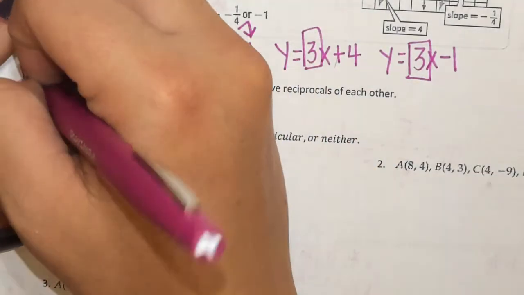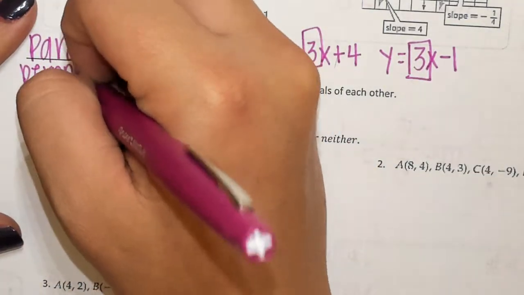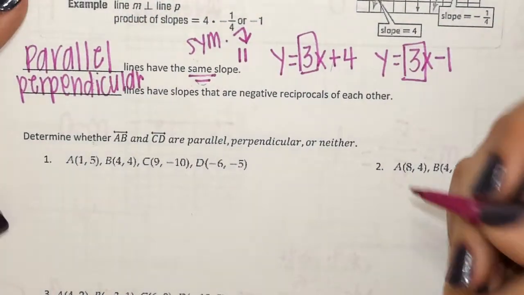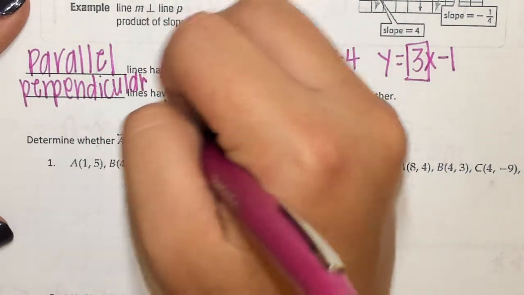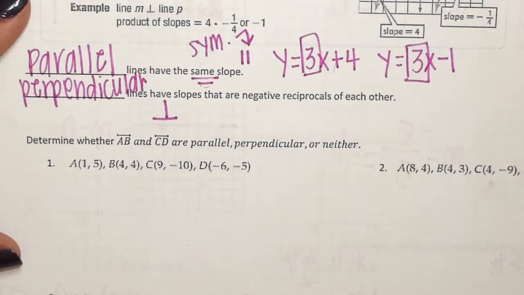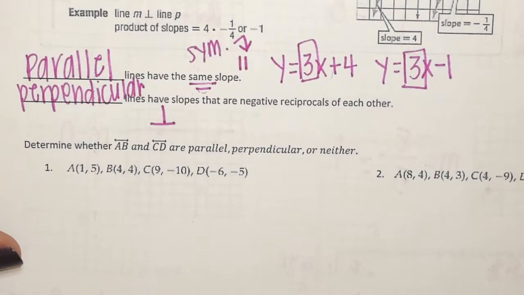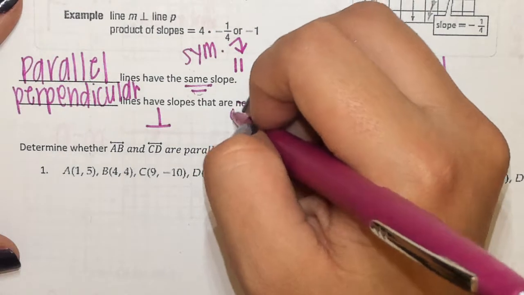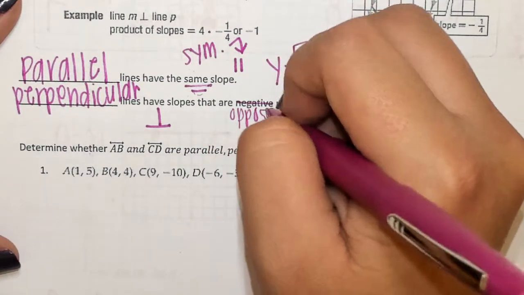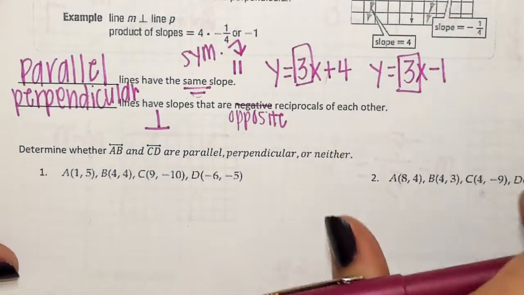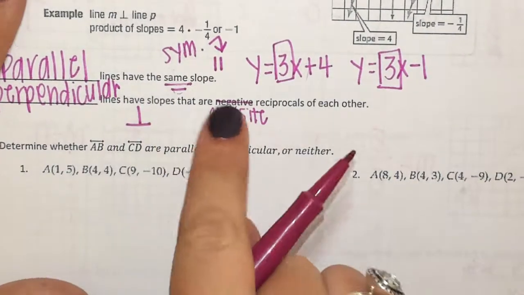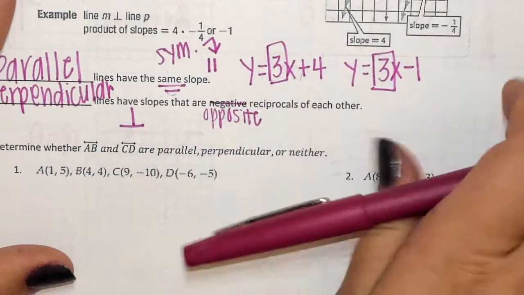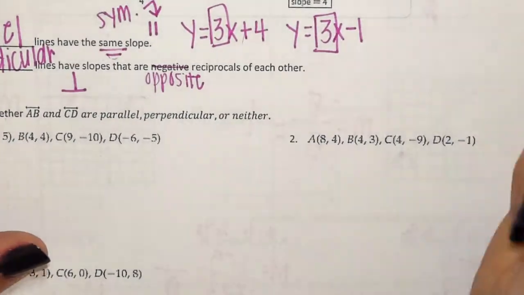If they are perpendicular lines, which has the symbol of the upside down T. Perpendicular lines, and I like to use the word opposite reciprocal. Perpendicular lines have slopes that are opposite reciprocals of each other. Let me go over what this term means in case you have forgotten.